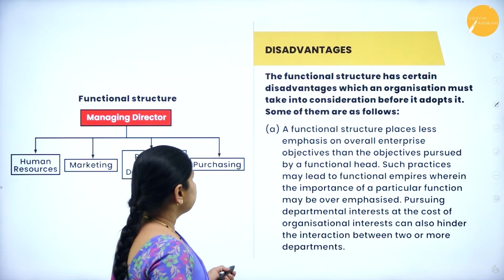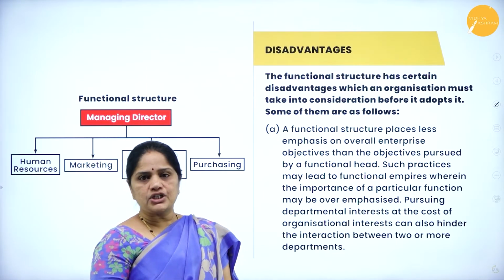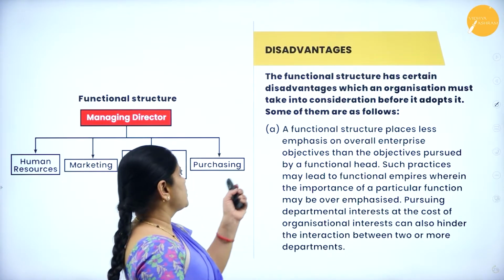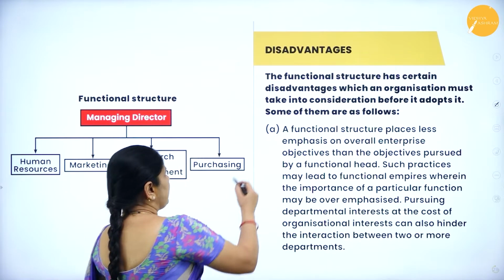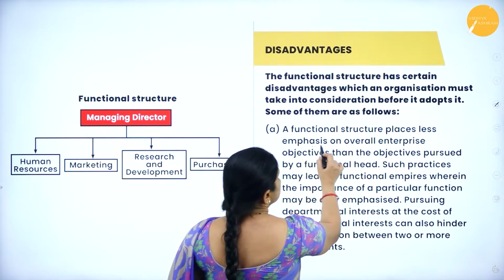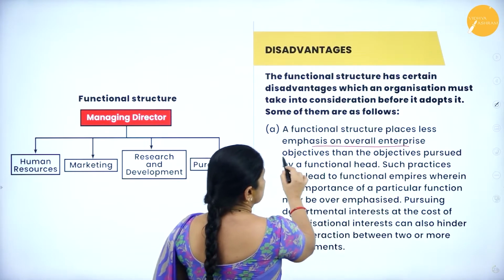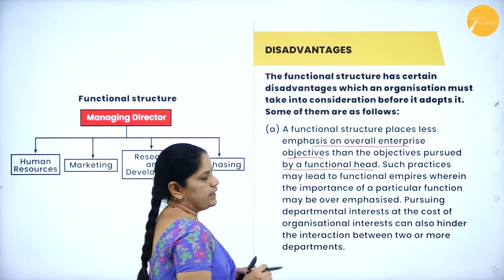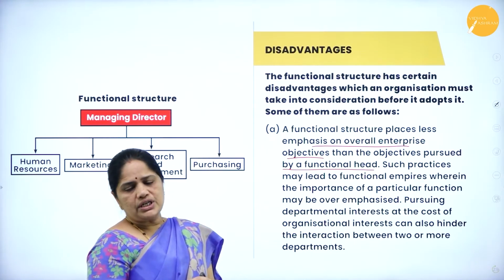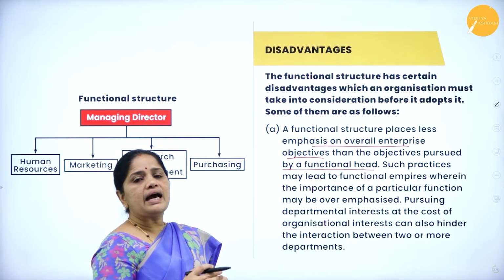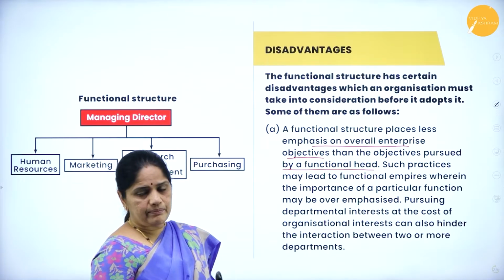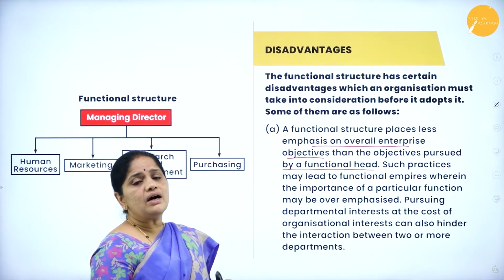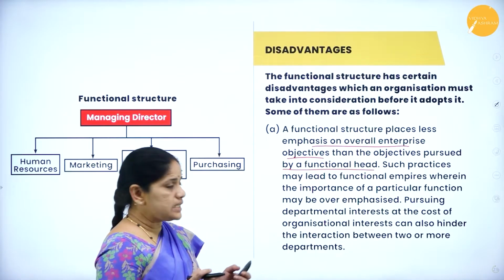So in this way, coming to the disadvantages of the functional structure, let us look into what are the various disadvantages of this functional structure. Now, the functional structure places less emphasis on overall enterprise objectives than the objectives pursued by a functional head. So, in a functional structure, the functional head will have the objectives for his department. Those objectives become more important than the objectives of the enterprise as a whole.